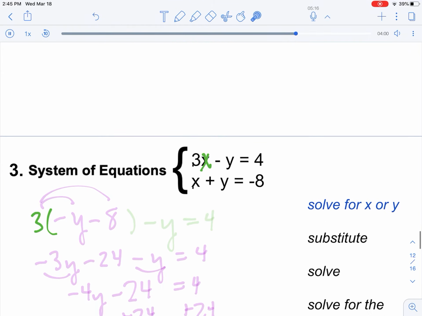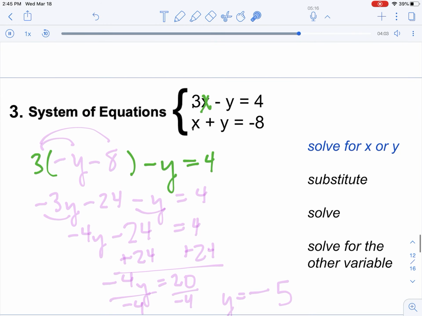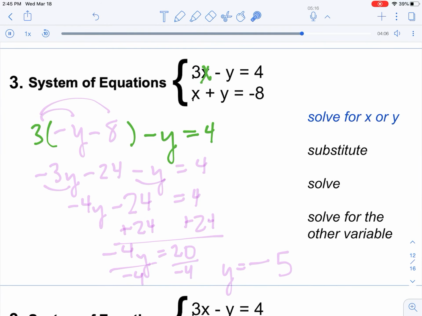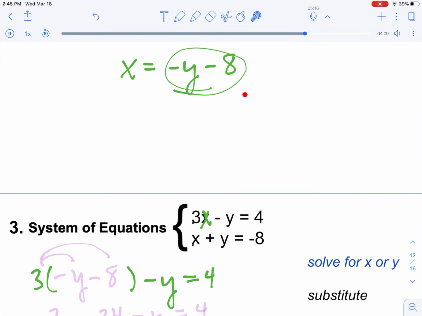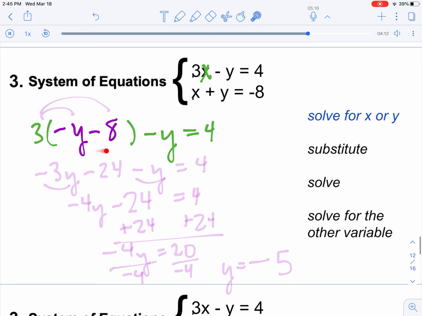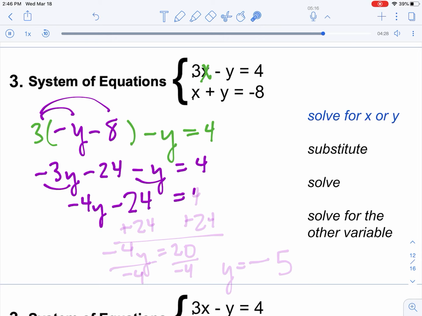So I've got 3 times something minus y equals 4. And I said x equals negative y minus 8. So I'll substitute that in. Negative y minus 8. And distribute and solve. Combine like terms. So negative 4y equals 20, which means that y equals negative 5.